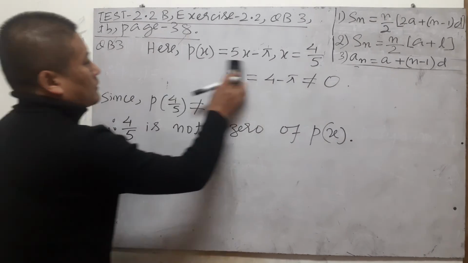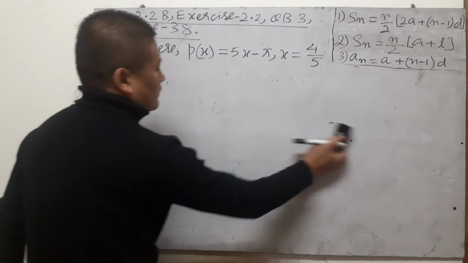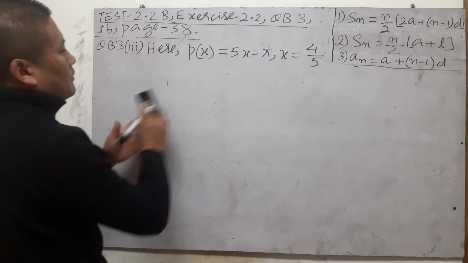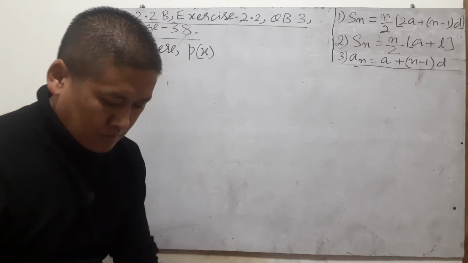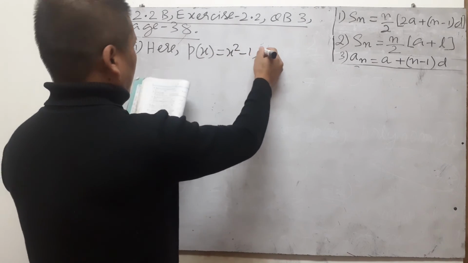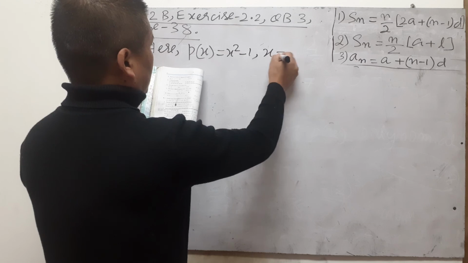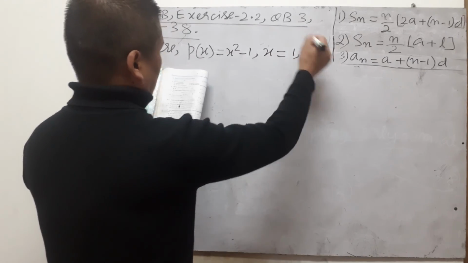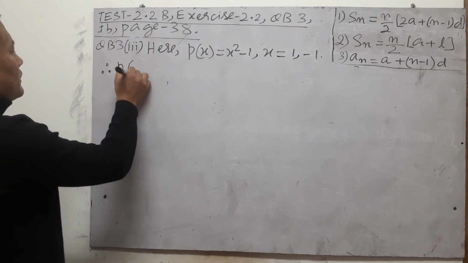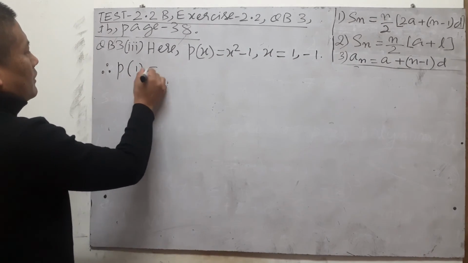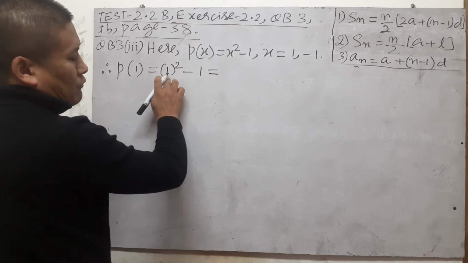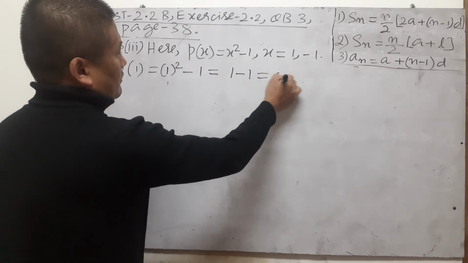Next 3. The third one. 1, 2, 3. P of x this time is equal to x square minus 1, where x values, there are double values, 1 comma minus 1. So let's check for the first one. Therefore P of the first x value, 1, will be 1 square minus 1. Now 1 ones are 1 only, so 1 minus 1 equal to 0.